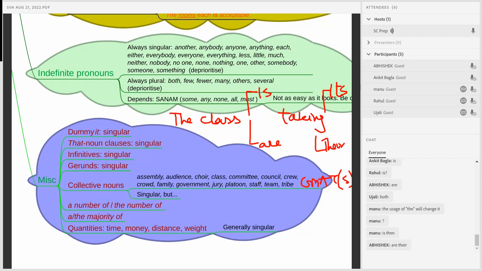Abhishek is going for are and their. Fair enough. And the rest of us are thinking about it. Okay. I mean, both are grammatically correct. You're going to have to take a meaning call. Ankit is sticking with is. Ujali is going with are and their. Rahul, yeah, absolutely. Rahul, would we say the class is taking its GMAT or would we say the class are taking their GMATs?